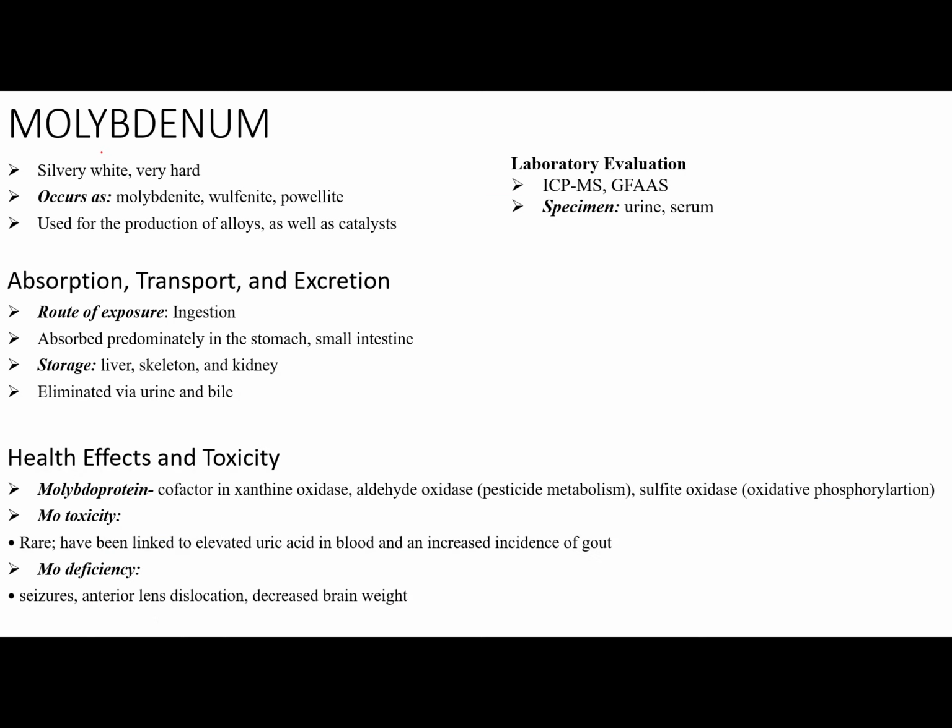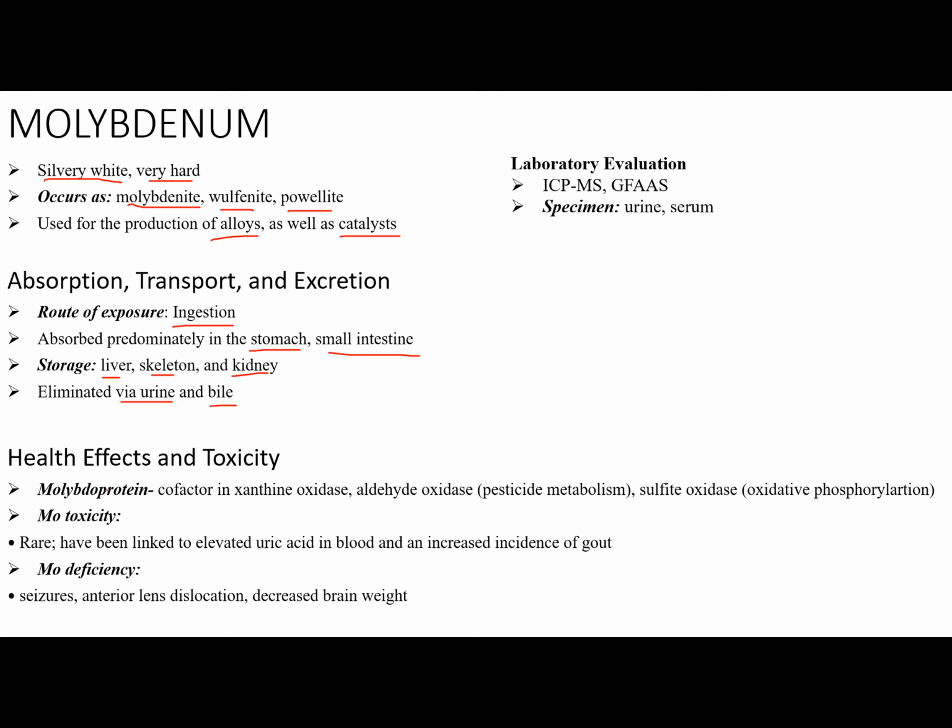Then you have your molybdenum, class. So molybdenum is a silvery white, very hard metal. It would occur as molybdenite, wulfenite, and powellite, used for the production of alloys as well as catalysts. Absorption, class, route of exposure is via ingestion, absorbed predominantly in the stomach and the small intestine. Storage is in the liver, skeleton, and kidney, eliminated via urine and the bile.